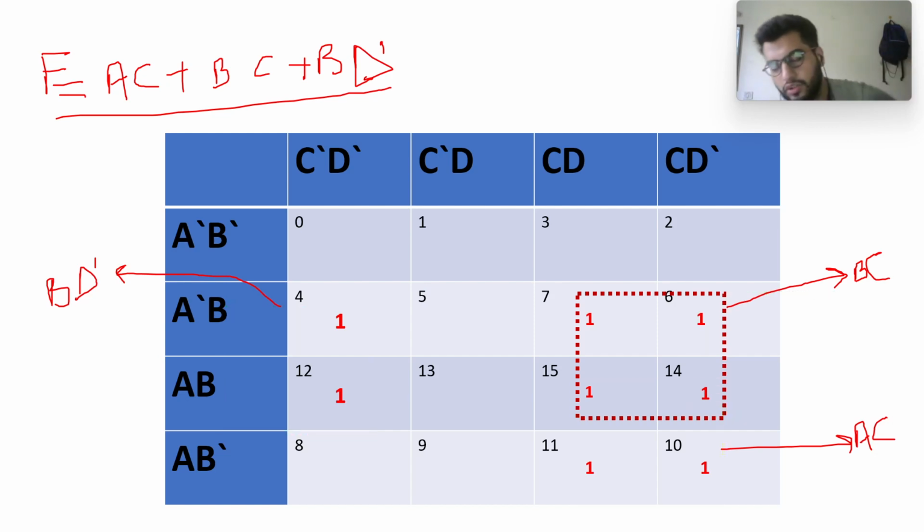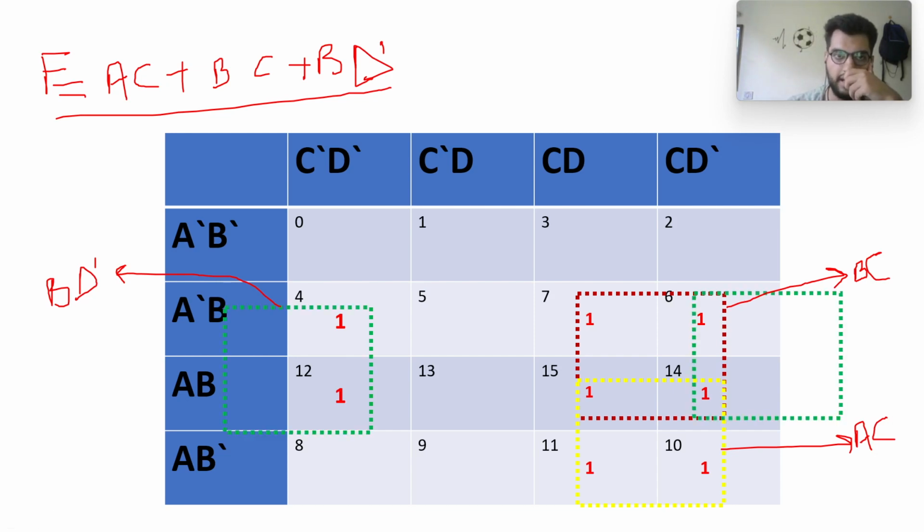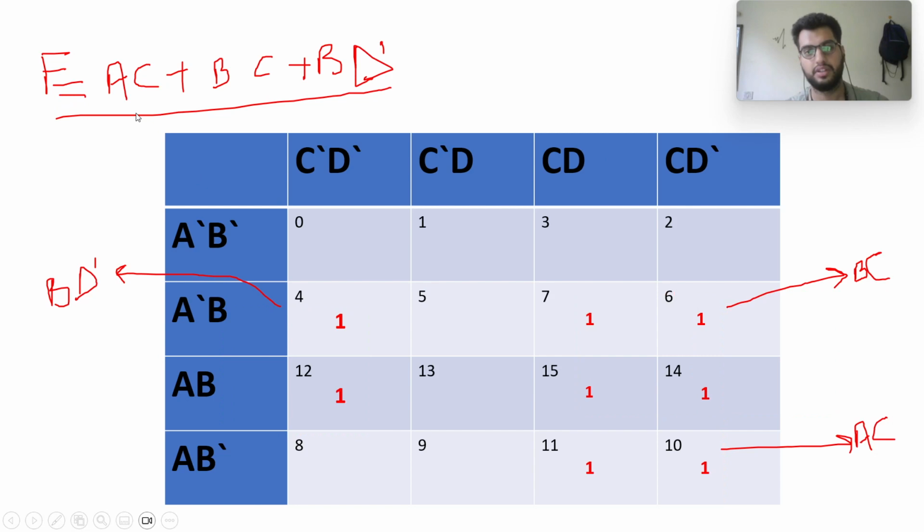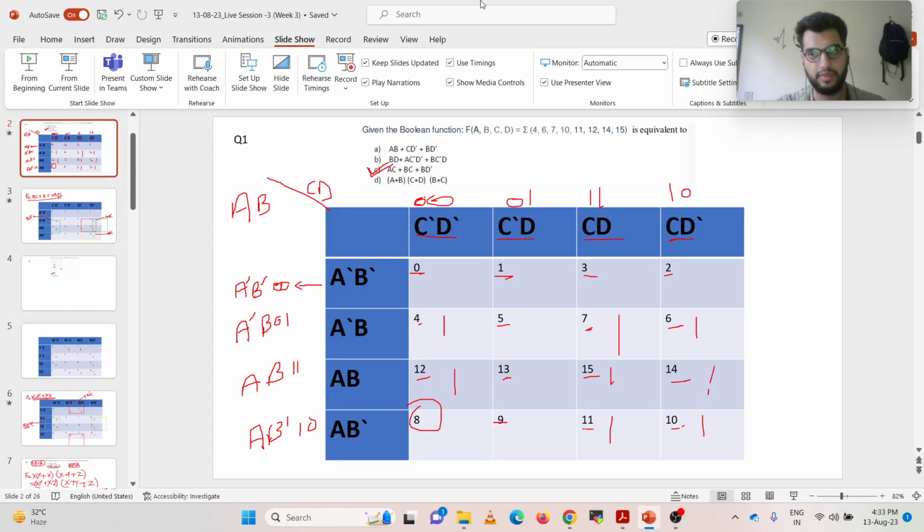Now I'll write their individual contributions. From this quad, I get the term BC. From this quad, I get the term AC, and from this quad, I get the term BD dash. So my expression will then reduce to F is equal to AC plus BC plus BD dash. So that's what I have written here.